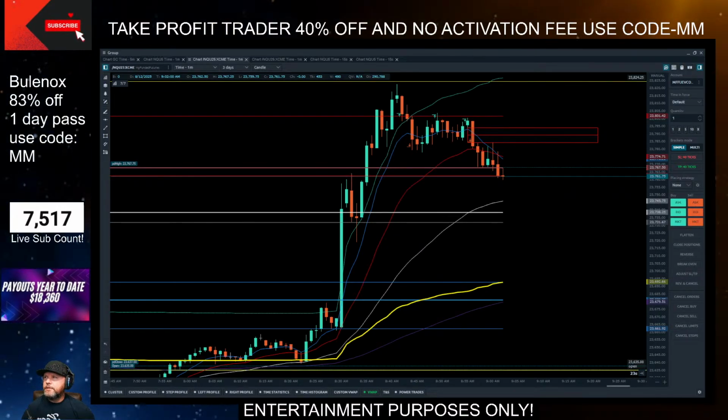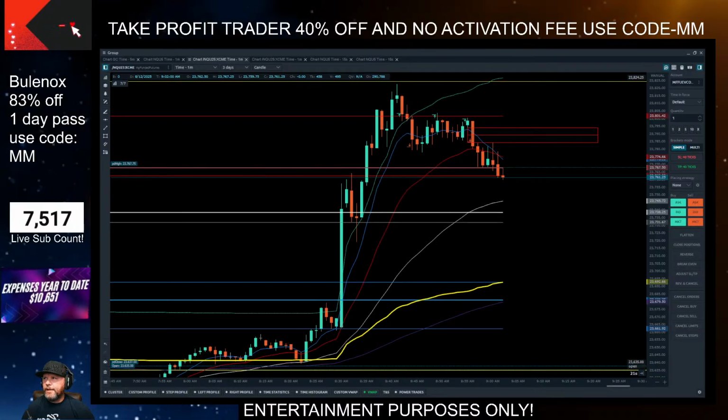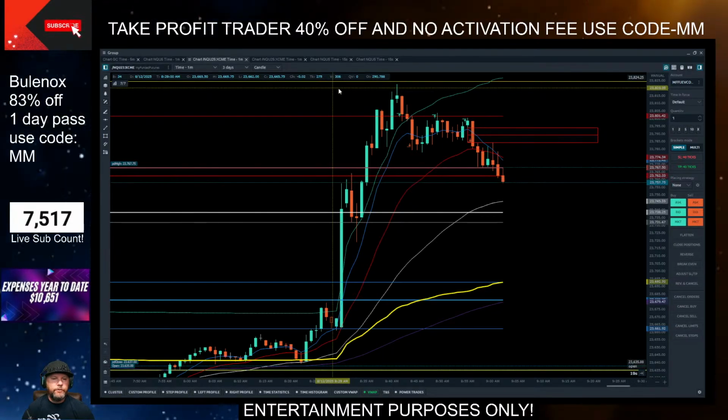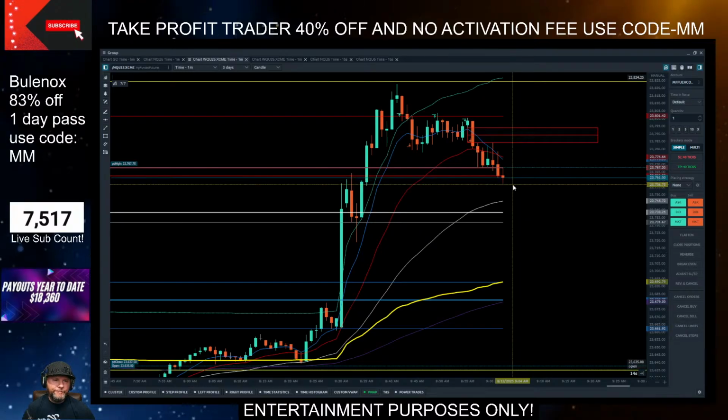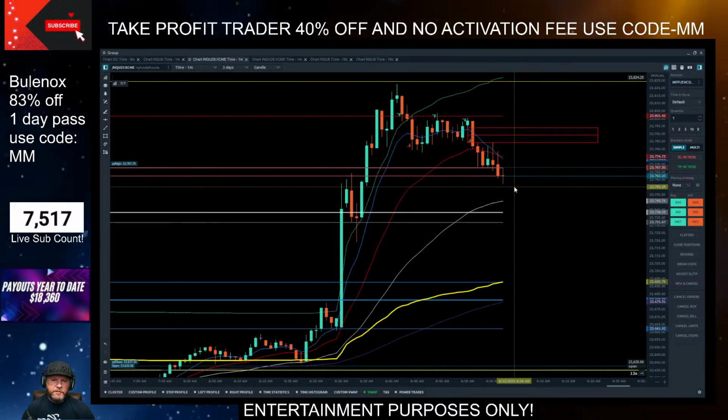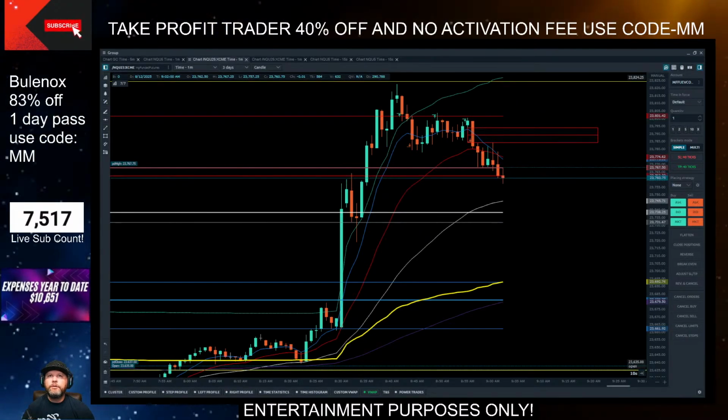ES at 64.29 here. If it loses that level, the next level down is all the way down at 64.20. Could get a little bit of a push lower here. That, I mean, I don't know. 755 area looks interesting. Not quite sure.